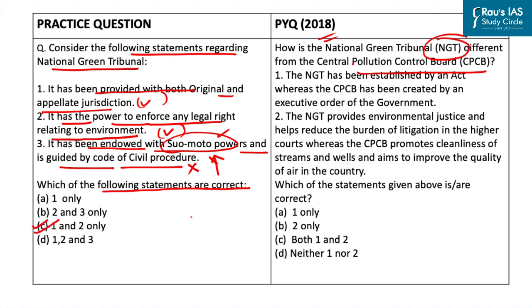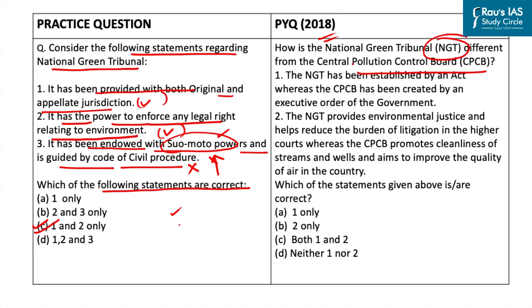Going a little deeper, we'll try to understand that NGT deals with civil cases under the 7 laws of environment. The first law is the Water Act of 1974. The second is the Water Cess Act of 1977. The third is the Forest Act of 1980. Fourth is the Air Act of 1981. Fifth is the Environmental Protection Act of 1986.